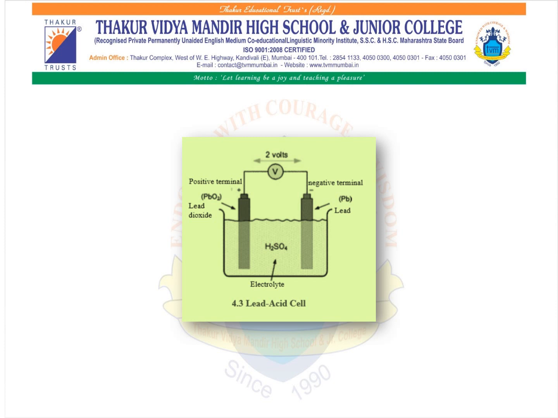Now we are going to study the lead acid cell. From the diagram you can see that it has two terminals, the positive terminal and the negative terminal. Lead dioxide and lead are referred to as the positive and negative terminals, and these two electrodes are dipped in sulfuric acid, and the potential difference between these two electrodes is 2 volts.